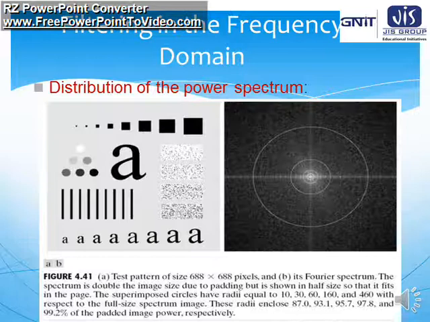87.0, 93.1, 95.7, 97.8 and 99.2% of the padded image power respectively. So here we can see the distribution of the power spectrum of the corresponding image.